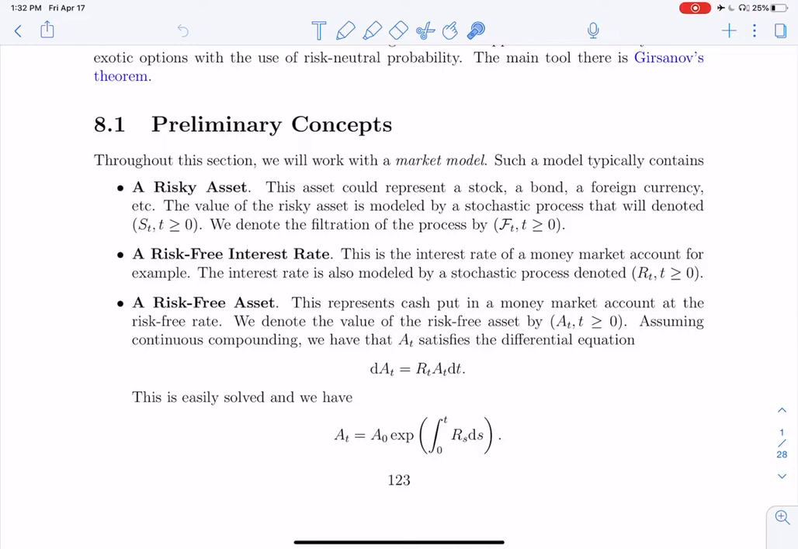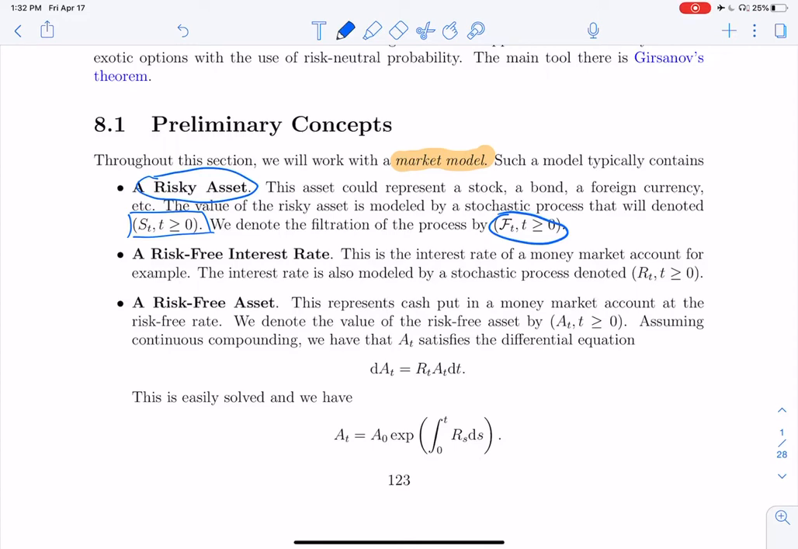So what we're going to work with always is what we call a market model. The simplest case of a market model is when you have only one risky asset, and think of this as a stock, it could be a bond, it could be a currency, it could be many things. We model this asset by some stochastic process, S_t. For us, this stochastic process will be an Ito process, and it has some filtration. This filtration, think of it as the information of the stock as time goes by. So one risky asset.